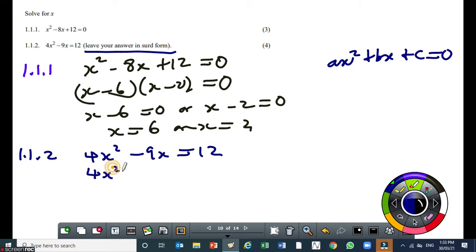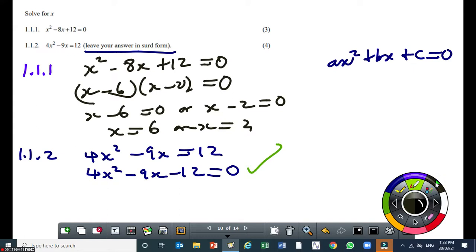Now, do you know that you get a mark for this? Yes. 1 mark for the standard form of the quadratic equation. 1 mark for taking that 12 and equating the trinomial to 0. 1 mark.